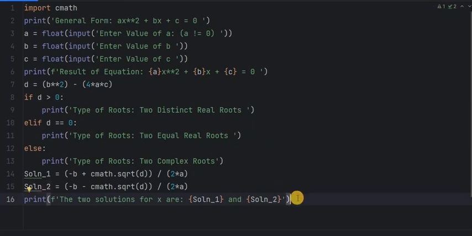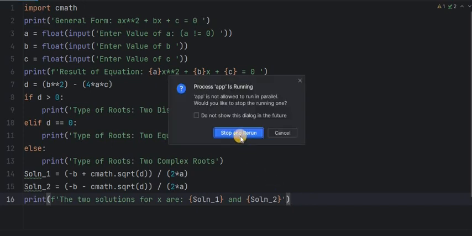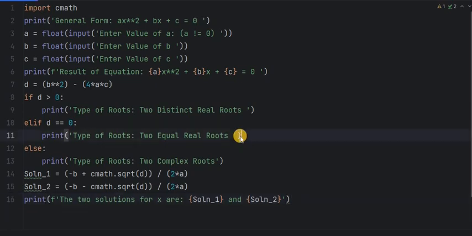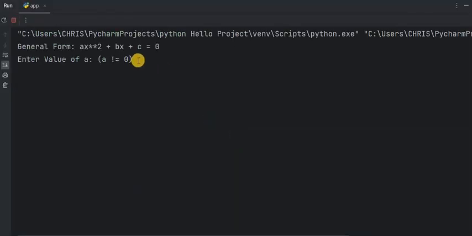So at this point, let's try and check if everything will work out well. We have some equations that we're going to solve here. So we can actually go ahead and run. So here we are set: enter value of a. We are given that a should not be equal to 0. So let's solve this particular first equation. We have x squared plus 5x plus 6 equals 0. So the coefficient of x squared here is 1. So you're going to have a equals 1.